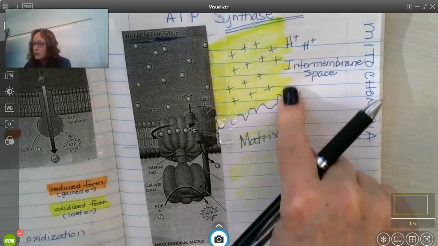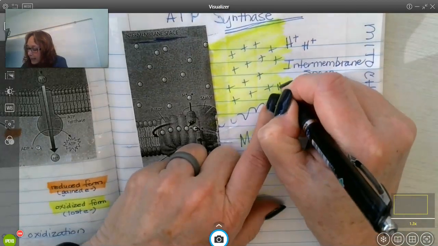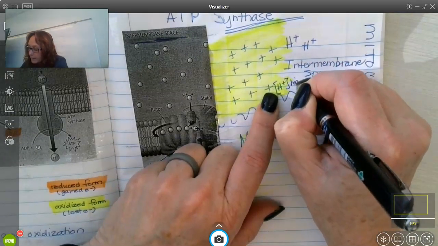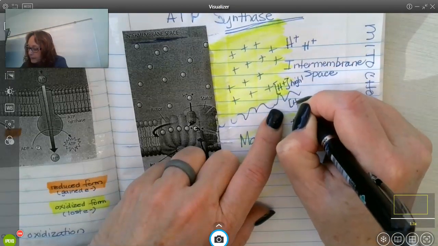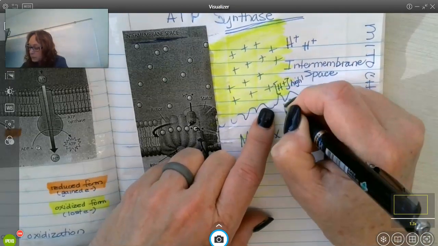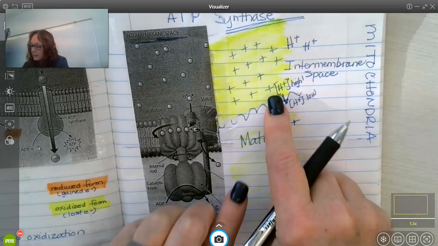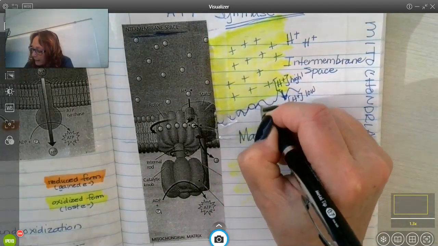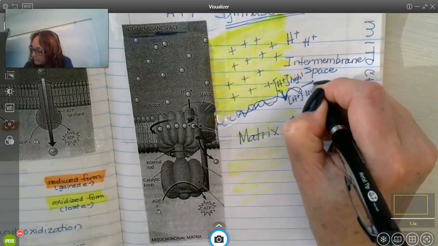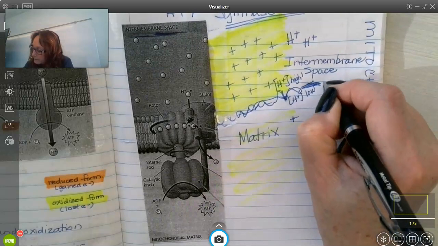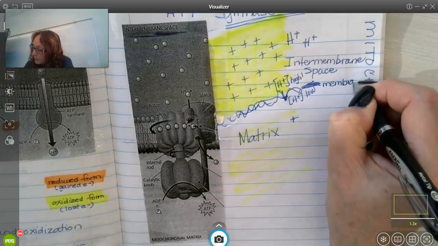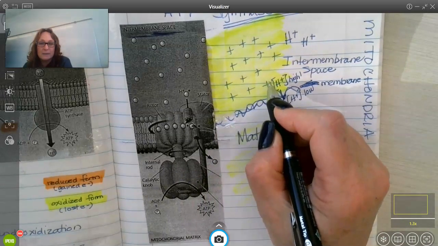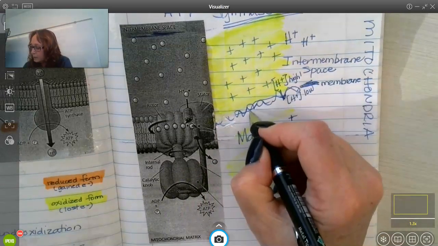So it's going to naturally move from, this is a high concentration of hydrogen ions. This is a low. There's going to be a natural movement that it would go this way. Well, we can't, because this membrane right here, this is the membrane. This membrane is not permeable to charged things. So what could I do to make this look more like a membrane?